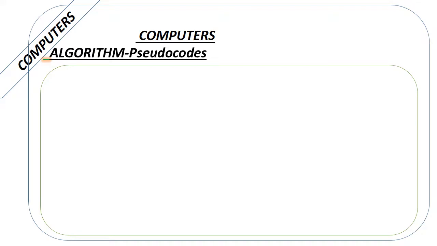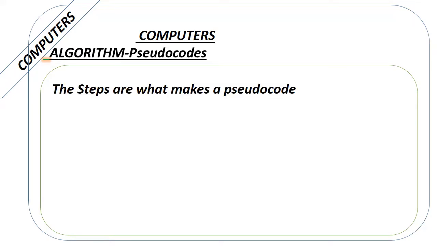Now we move to pseudocodes. So the steps of a flowchart, if written word by word, are what makes a pseudocode. So pseudocode, the word pseudo means false. So pseudocode is false code. So it's like something that mimics the actual code, but it's not the code.